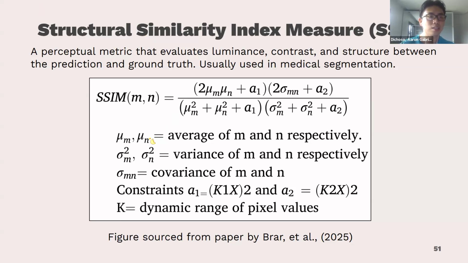What it does is take three metrics into account in the evaluation: the luminance, the contrast, and the structure. These are just the different variables being used. M here refers to your ground truth, and N is your prediction, and then you just take the average, the variance, and the covariance. So, common statistical measures, and then you just apply it to this formula right here, and that's how you get your SSIM.